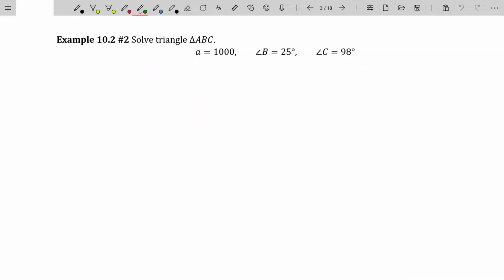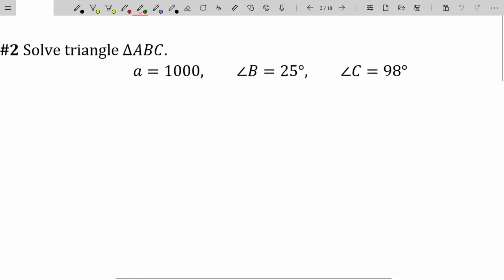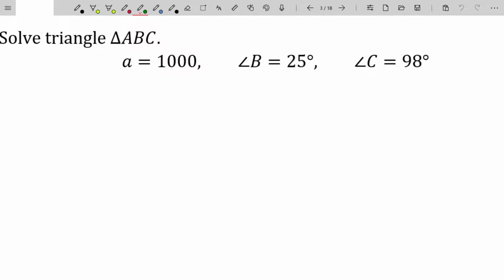Let's go ahead and try this example just to really cement the idea. You should go ahead and pause the video and try it yourself. I'm going to go ahead and just fill out the table here. Angle A is not given. Angle B is 25 degrees. Angle C, which I'm using capital there, is 98 degrees, which by the way tells me that I can easily and quickly compute what angle A is because they've given us two angles. So that ends up being 57 degrees.